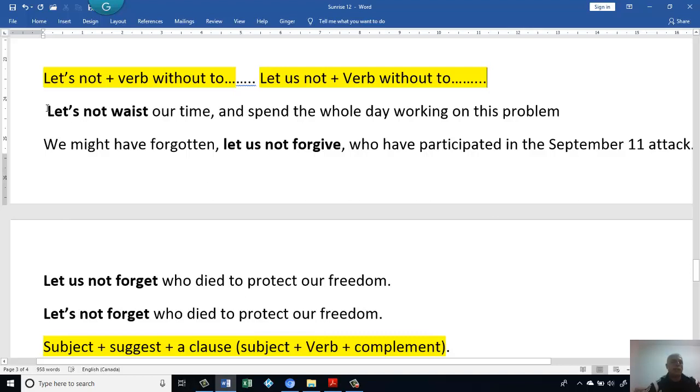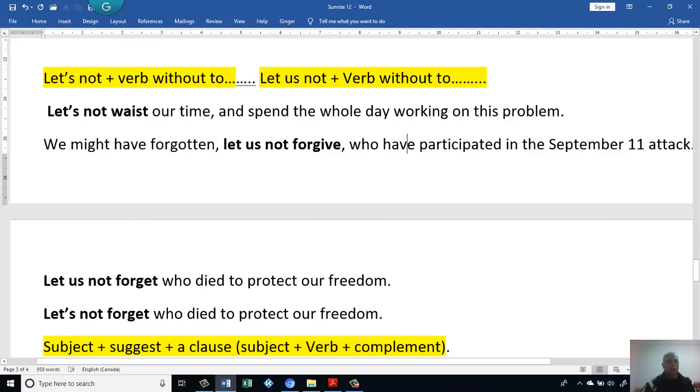Let's look at the sentences. Let's not waste our time and spend the whole day working on this problem. Okay? Let's look at this. We might have forgotten. Let us not forgive those who have participated in the September 11 attack. Okay, same thing we use. Let's not forgive, or let's not waste.